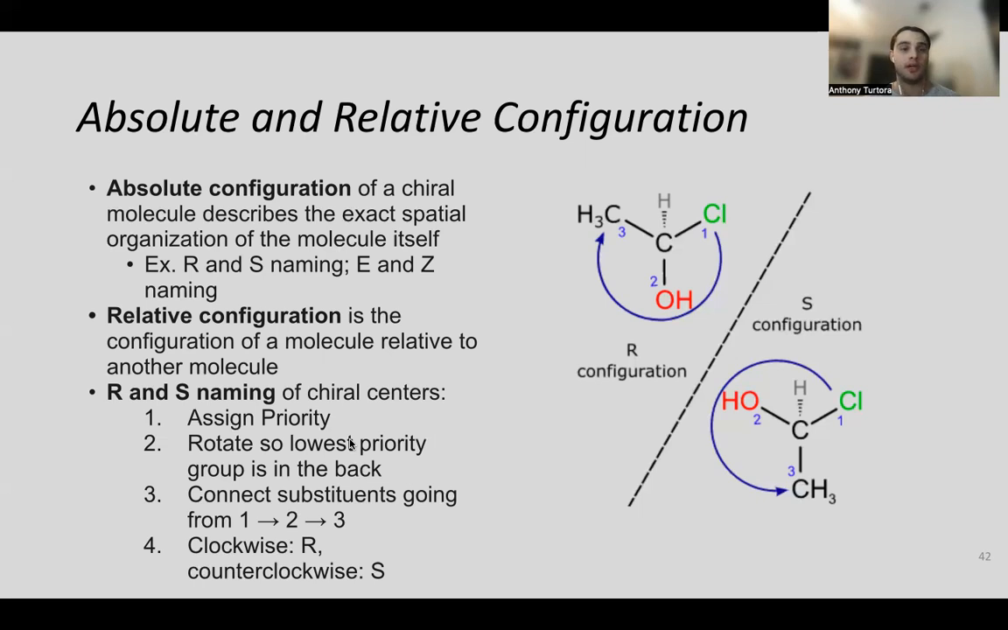So 2, what we're going to do is rotate the molecule so the lowest priority group is in the back. In these two cases, we have already done that. In the back here, we see the hydrogen, so we can leave this be. Then we're going to connect the first priority group to the second priority group to the third priority group and see whether it goes clockwise or counterclockwise. If it goes clockwise, this is going to be the R configuration. And if it goes counterclockwise, this is going to be the S configuration.